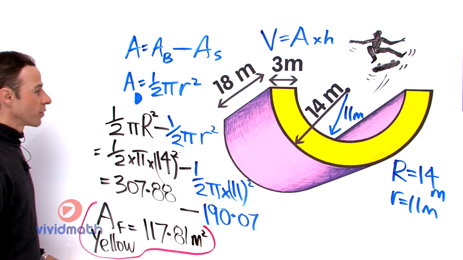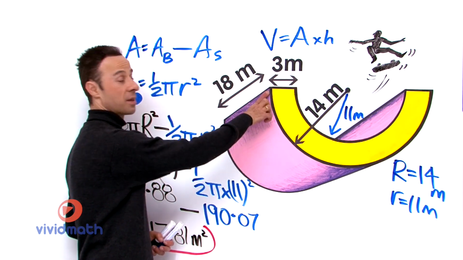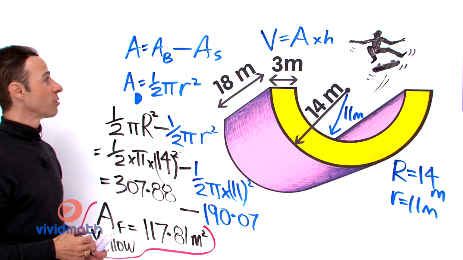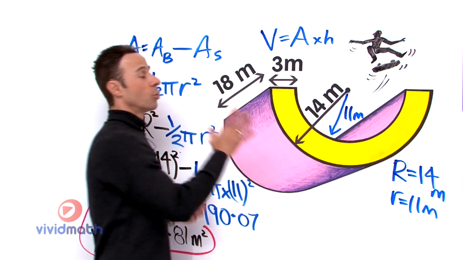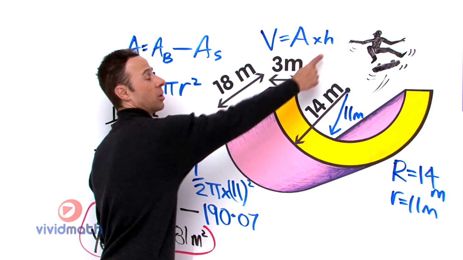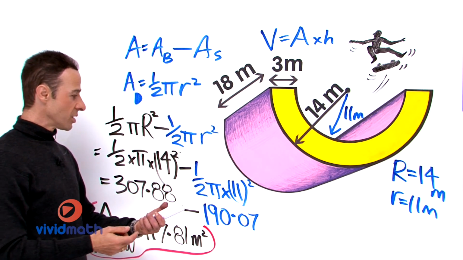Okay, we've got the yellow face. Now all we need to do is work out the depth. So that depth there, as you can see, is 18 meters. Let's add that to the formula. Remember, the formula for the volume is V equals area times height. We have the area, there it is. That's our area. That goes in there. Now we multiply by the height, and that's 18 meters. So let's substitute straight in there so we can work that out.